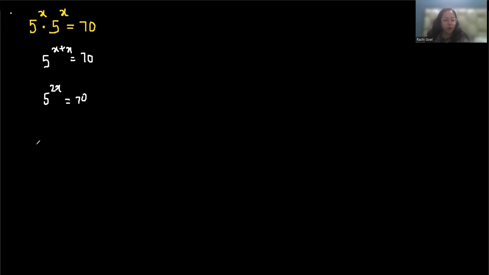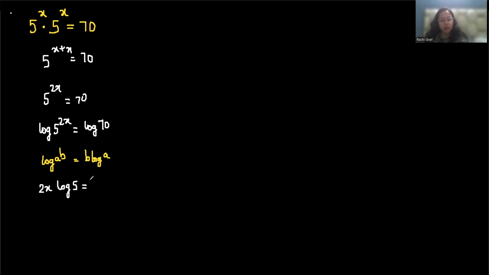Now take logarithm on both sides. So log 5^(2x) is equal to log 70. According to the log rule, log a^b, I can write it as b log a. So 2x log 5 is equal to log 70. 2x is equal to log 70 divided by log 5.